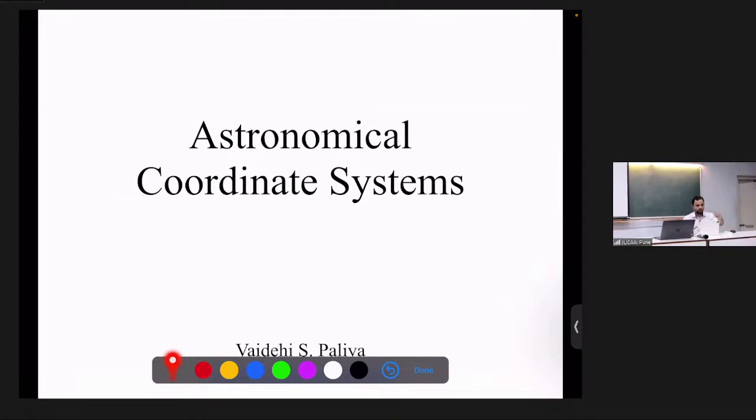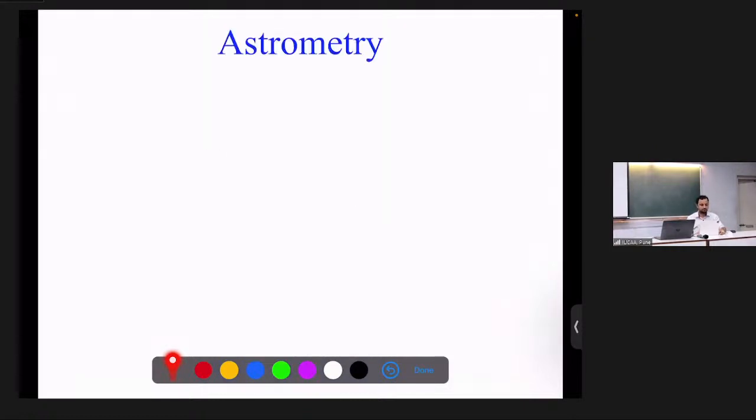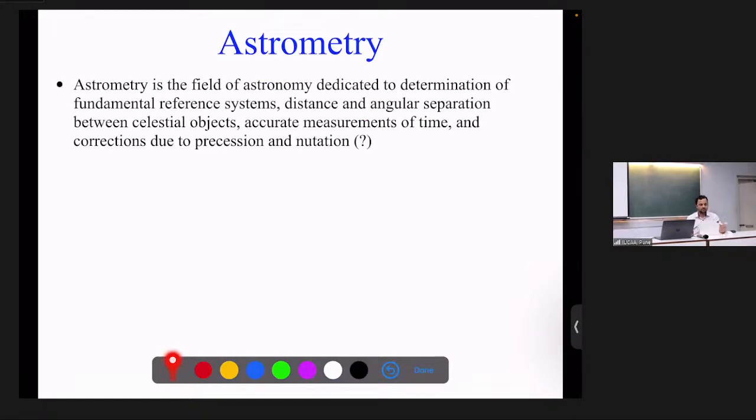Okay. So you understood the importance of coordinate systems to identify the location of any astrophysical object in the sky. This branch of astronomy is, in a general sense, called astrometry. Fine? It's more like measurements. This is the field of astronomy dedicated to the determination of fundamental reference systems, distance and angular separation between celestial objects, accurate measurements of time, and corrections due to precession and nutation. Collectively, this is called astrometry. This also requires accurate measurement of time and angular separation between two astrophysical objects.